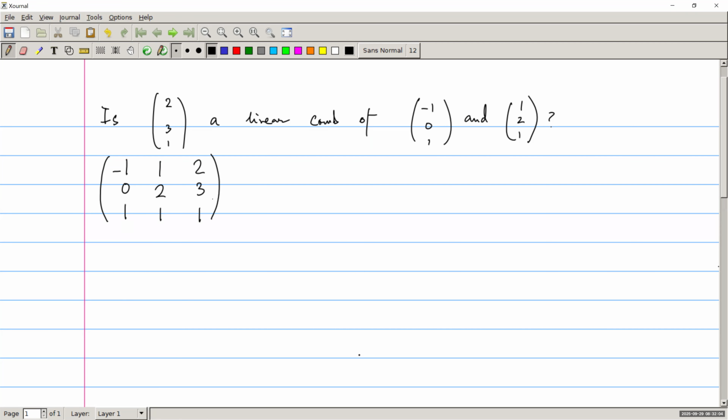Very good. And then what do you do next? Right. No, but tell me just the algorithm and everything. So you're going to do elimination on this. Oh, yes. Right. So you're going to do elimination on this matrix. And how do you get the answer to this question? You see if the last column is a free column. Right. And if it is a free column, then it is a linear combination.